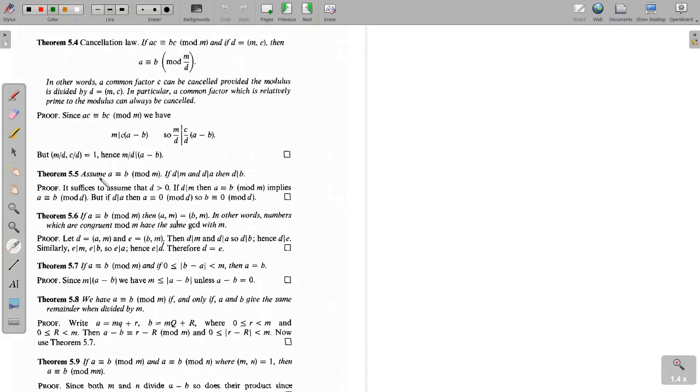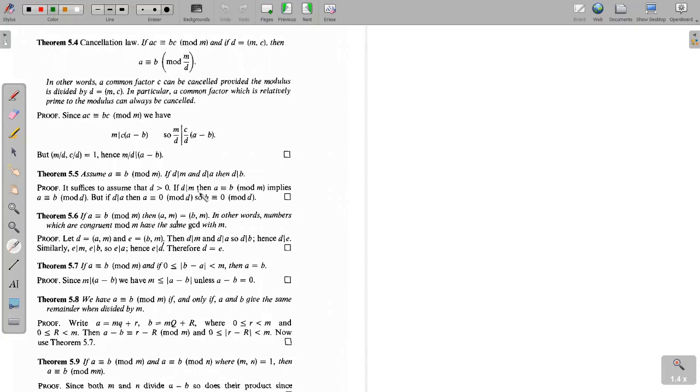Next we have theorem 5.5. In this theorem we assume A is congruent to B mod M. If D divides M and D divides A, that means there exists a divisor for any two of them, A comma M, or you can assume B comma M, whatever it may be. So if D divides two of them, you can get that the third one is also a multiple of that D. So if D divides M and D divides A, then you can get D divides this number B. For this we assume D is greater than 0, because for divisibility we need to assume D is greater than 0.